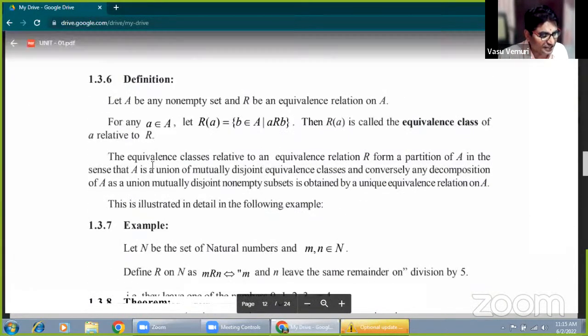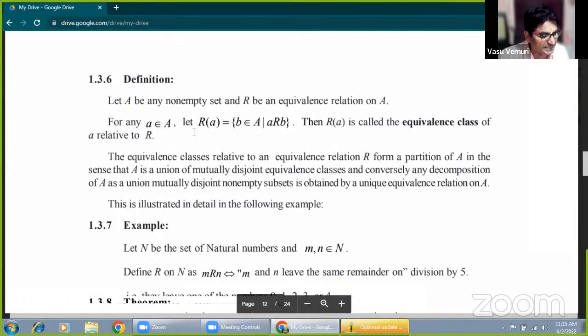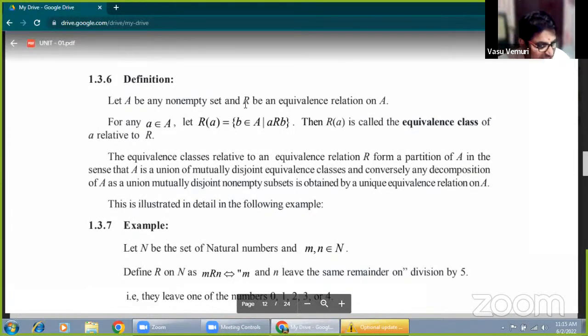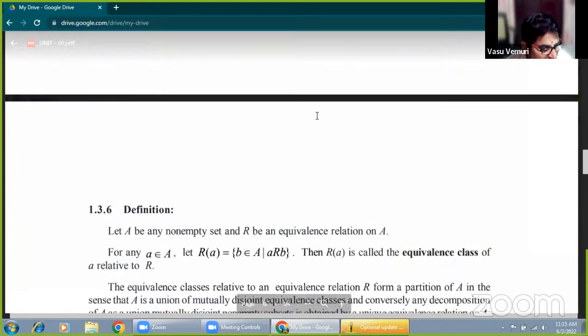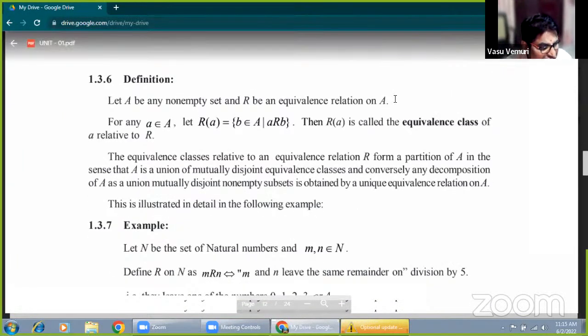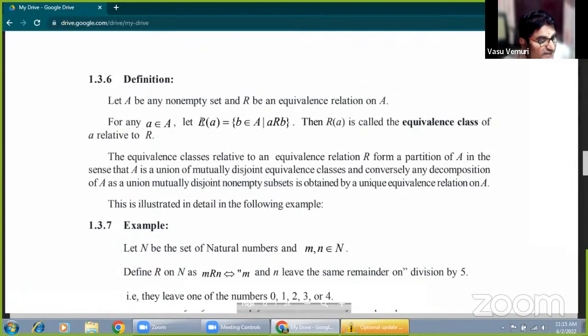Definition. What is the equivalence class? The equivalence class is represented as capital R of A. Here capital A is any non-empty set and R is the equivalence relation. The definition of equivalence relation was already mentioned, so you just have to mention it here. According to the equivalence relation defined on capital A, we have to explain the equivalence class.